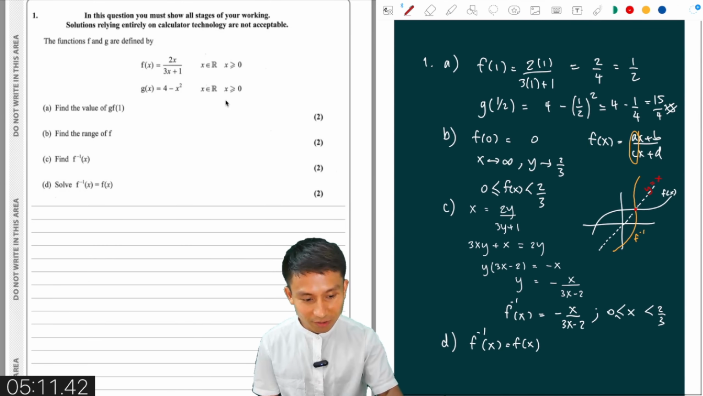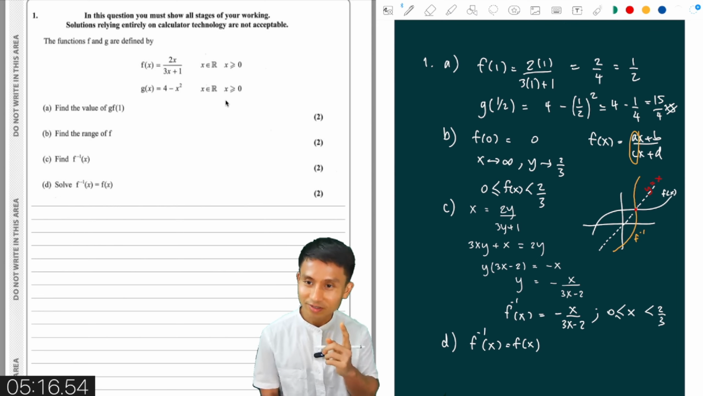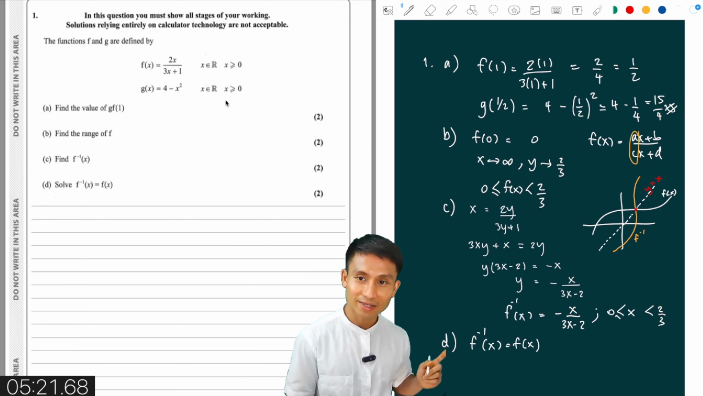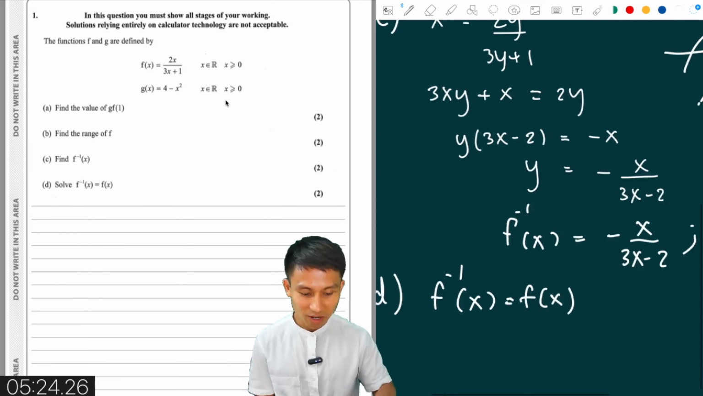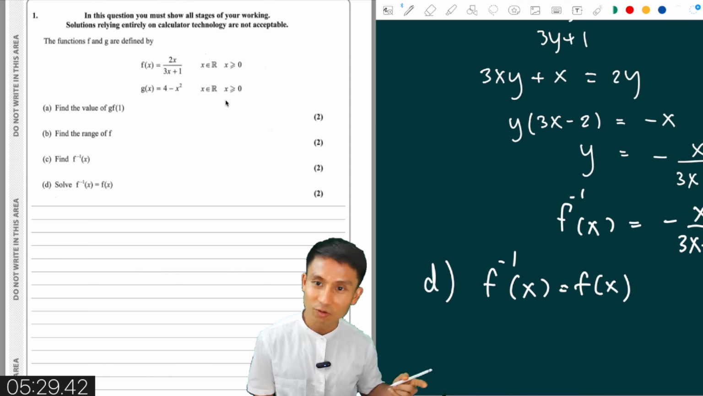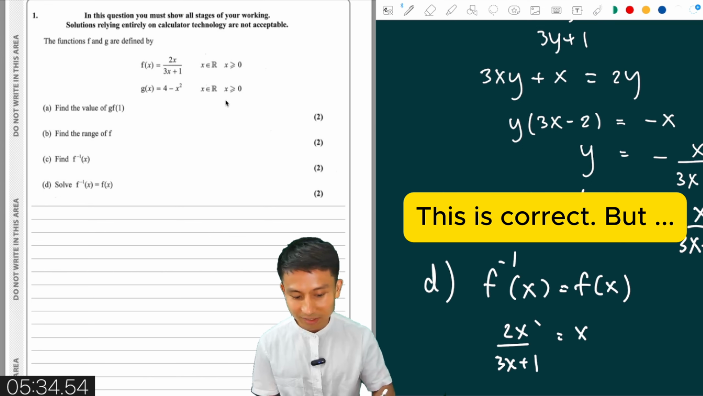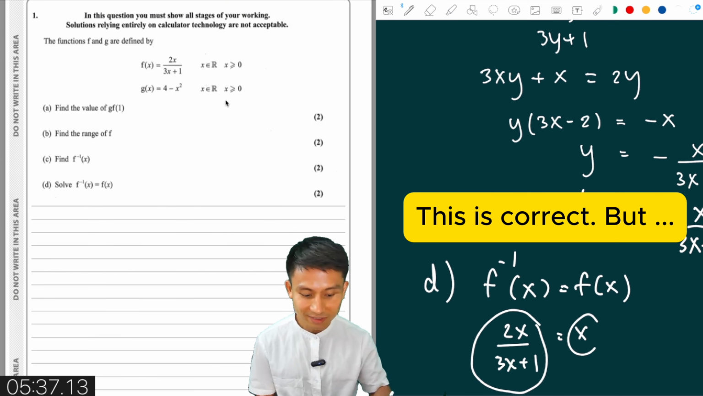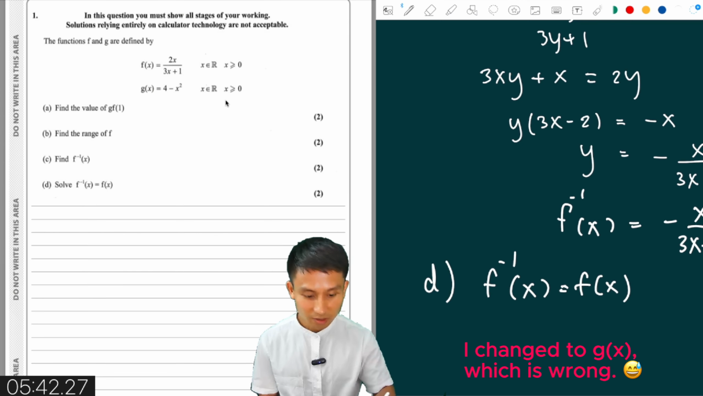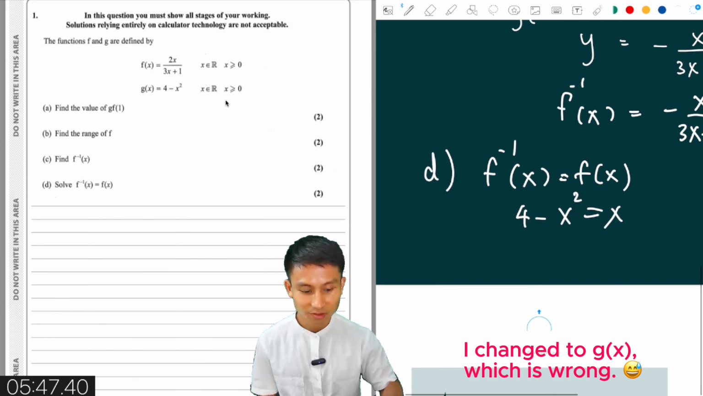So you know that whenever they write this and ask you to solve, you should recall that this is occurring at x equals y, right? And this happens before in the past paper. I can just pick one of them and put it equal to itself. So for example, I can do 2x over 3x plus 1 equals x, because this is the y from one function, this is the x of that function. Or if you prefer, you can do 4 minus x squared equals x. That will also do. Let's do that then, right?